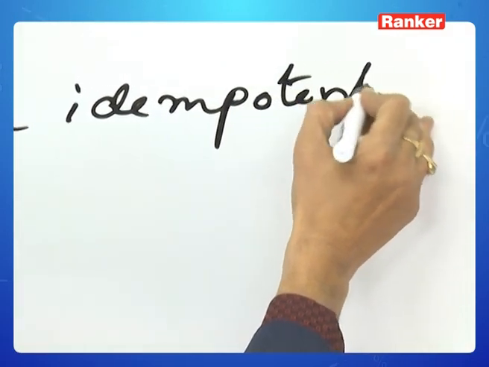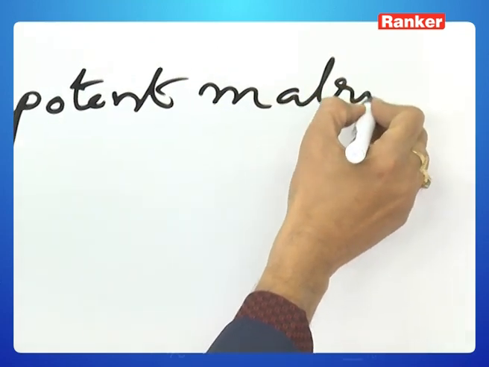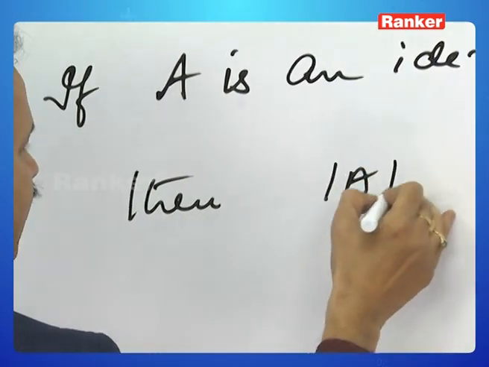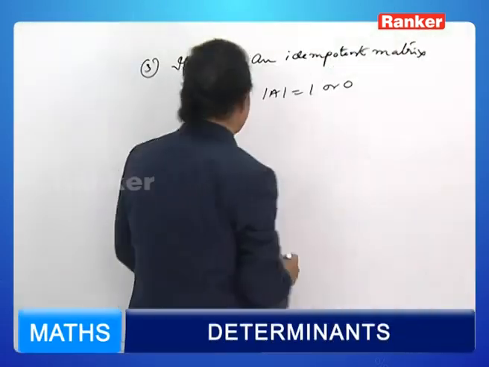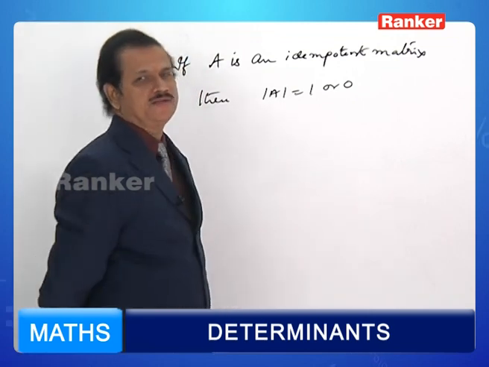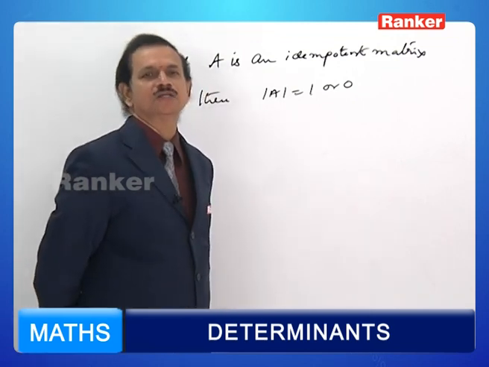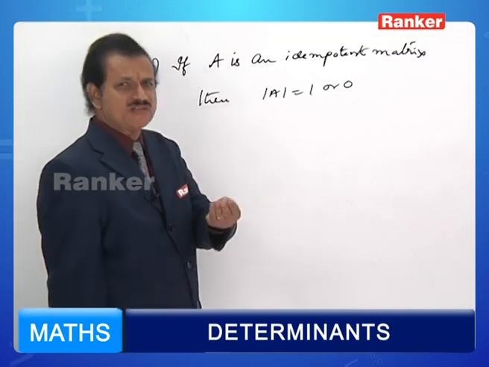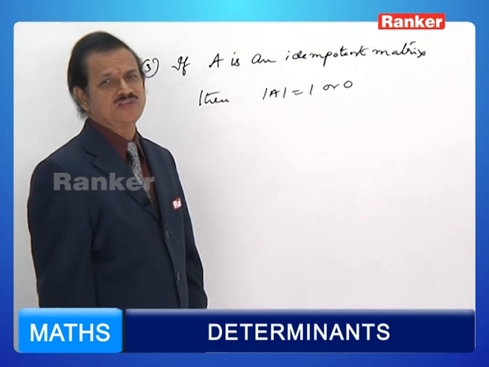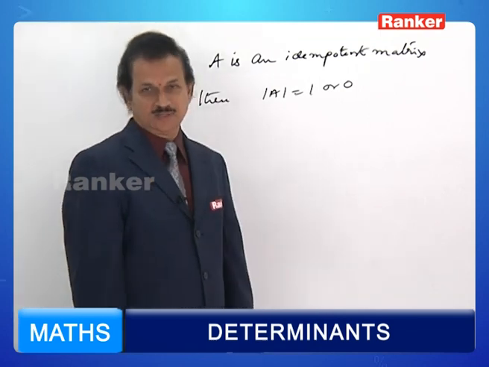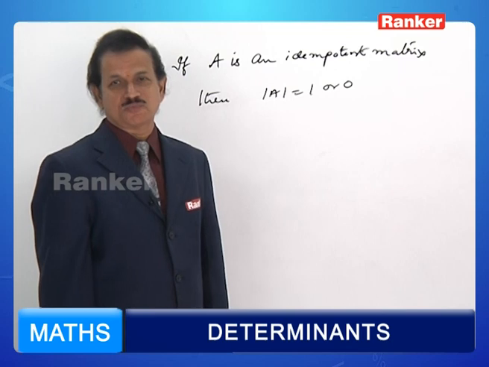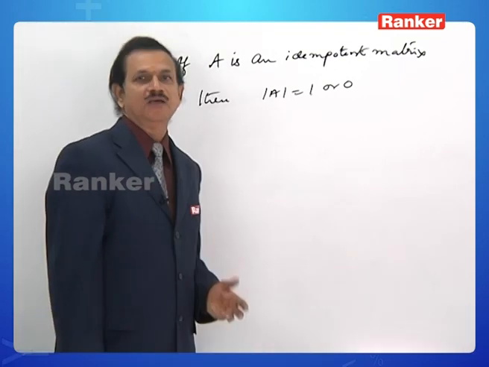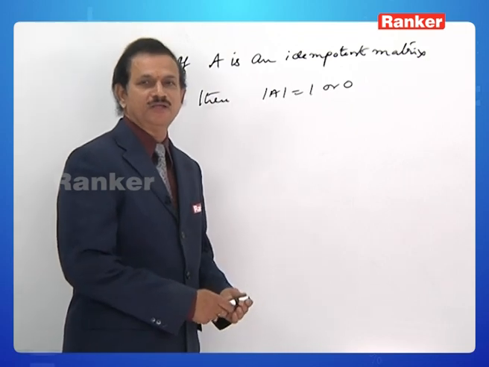And next, if A is an idempotent matrix, then det A is equal to either 1 or 0. What is meant by that? It is also a very, very simple proof. Within 1 or 2 steps, we will have the reason. See, nobody is going to ask you to prove it, but if you know the proof, the result will be remembered for so many days.